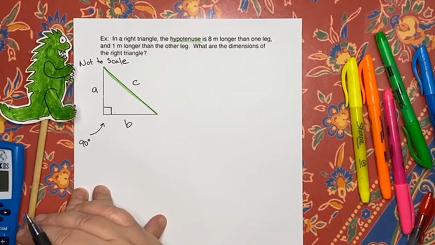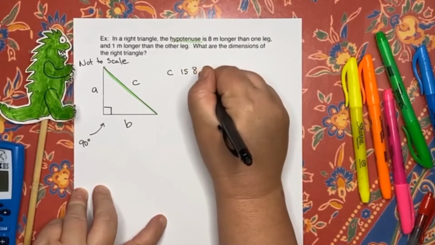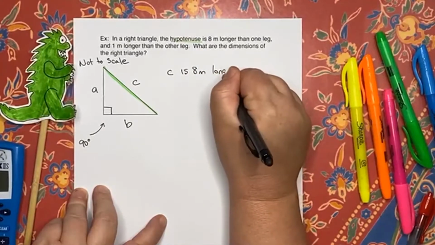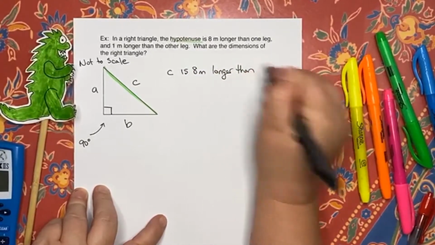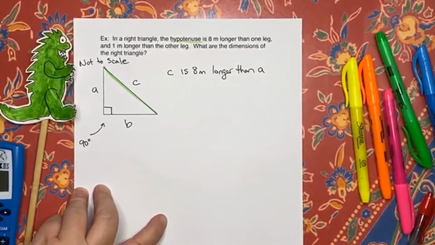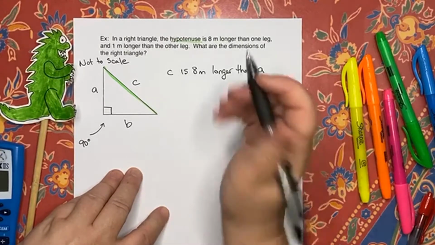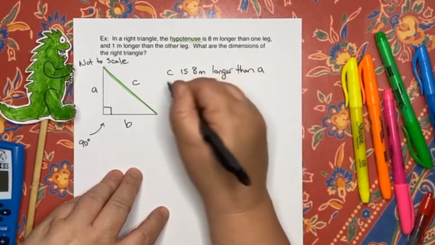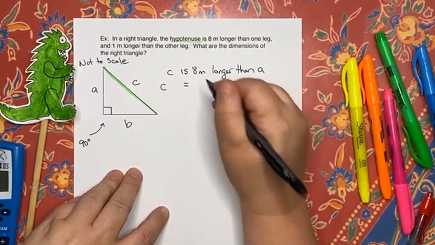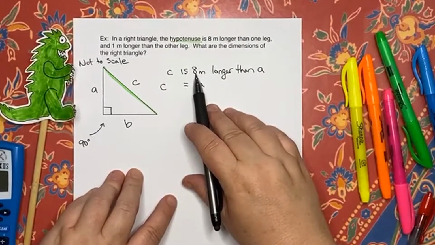Okay. So the hypotenuse, C, is 8 meters longer than, it doesn't tell me anything, so I'm going to say than A. I'm going to go with A. C is 8 meters longer than A. So I've got an equals, I've got a C, and I've got an A. And what I've got to do is figure out where the 8 goes.